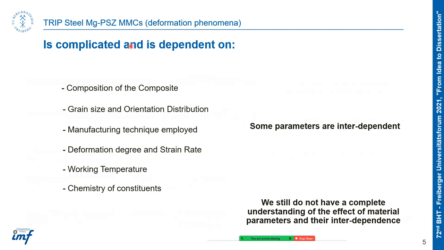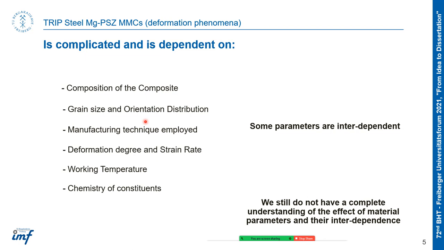The mechanical behavior of the material is complicated, and it is dependent on the composition of the composite, the grain size and the orientation distribution, the manufacturing technique by which we constructed it, how much deformation or with what speed we are deforming the material, the working temperatures, chemistry of the constituents, and so on and so on. And most of these parameters are interdependent. So one parameter is affecting the other one in response. And the problem is that it is difficult to see the interplay, or experimentally determine the interplay, of all these parameters, which are happening at a very small scale, with a lot of experimentation.